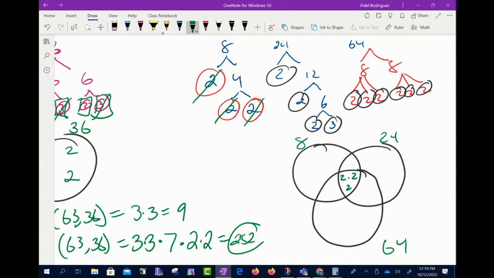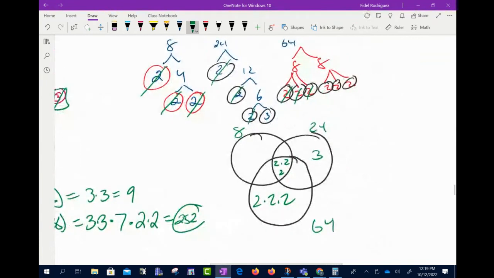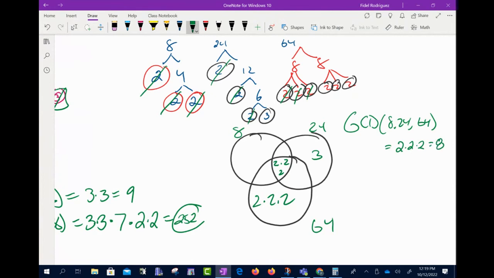Okay, so look, for the number 8, y'all, we scratch out the 3 2s. There's nothing else for me to write over here. Okay. For 24, we're going to scratch out the 3 2s, but look, we still got a 3 that's going to hang out over there. And then for 64, if we scratch out those 3 2s, we still have another 3 2s over here. Okay. All right, so now let's go ahead and find the greatest common divisor between 8, 24, and 64. It's going to be 2 and 2 and 2, which should just be 8, right? Because it's those numbers right there.